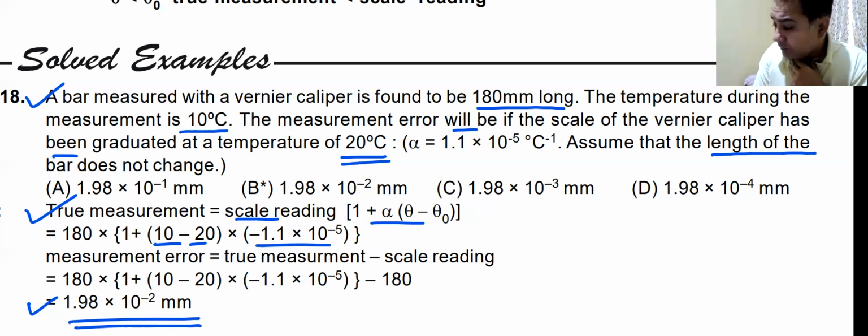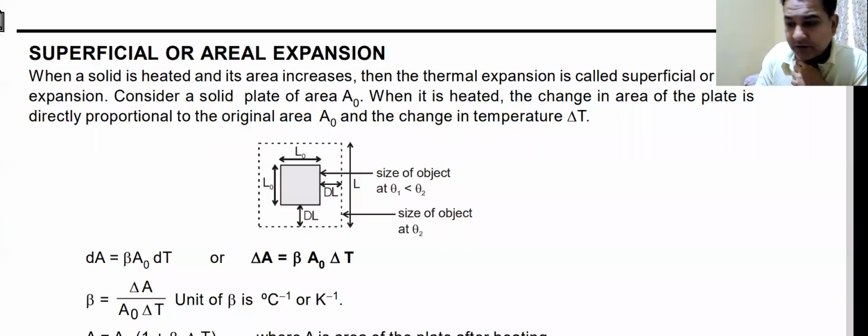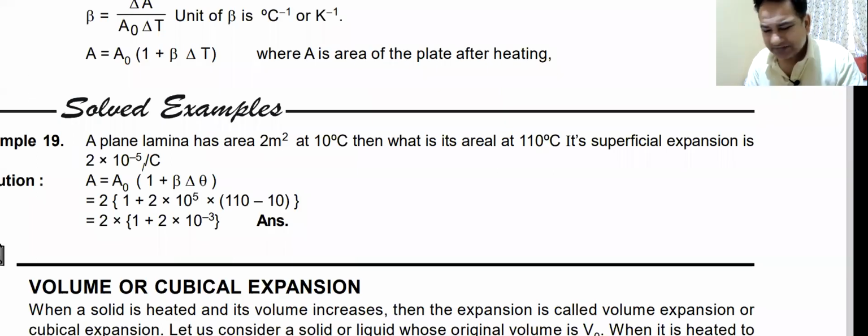Okay, now up till now we were doing linear expansion. Now let us do a question of areal expansion and lock it up. You remember areal expansion? Everyone remembers it? Only for alpha we have beta, right? And for area we have A naught, and for final area, we have A is equal to A naught into 1 plus beta delta theta. It's a simple question here.